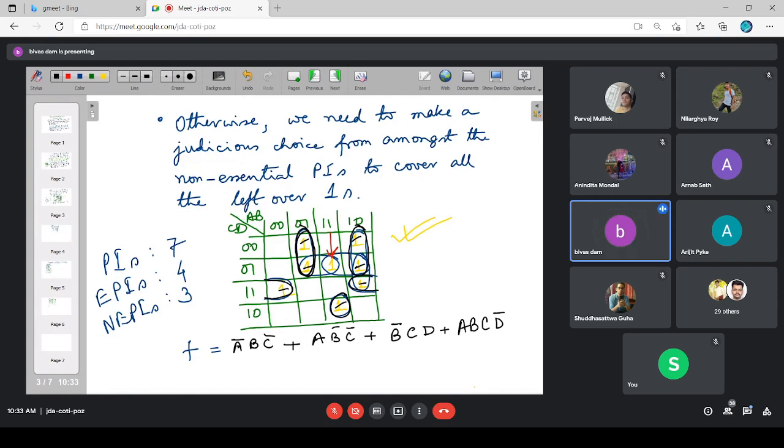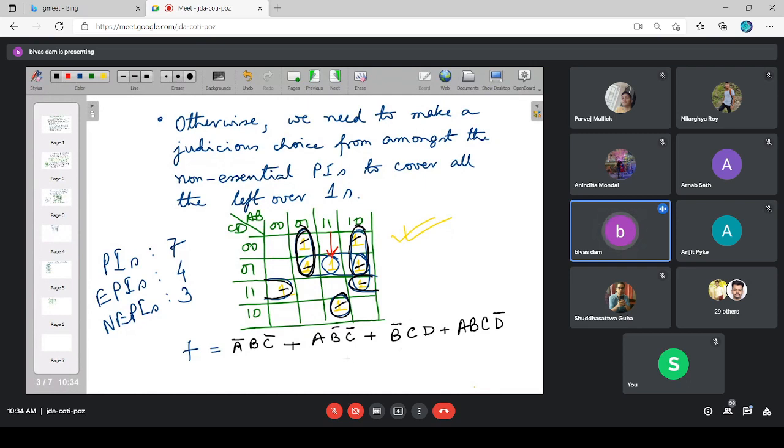But if there is a case that among the two non-essential PIs, one is a quad and the other one is a pair, then what will be the judicious choice? Quad, because that eliminates more number of variables. But here, as both the non-essential PIs are of the same complexity, you can have both as your answer. So there will be two possible answers.